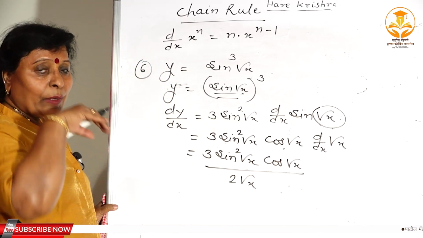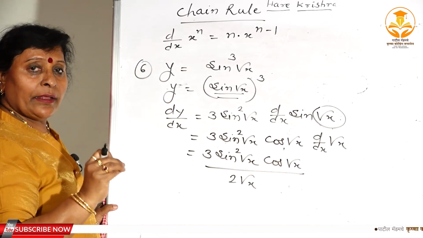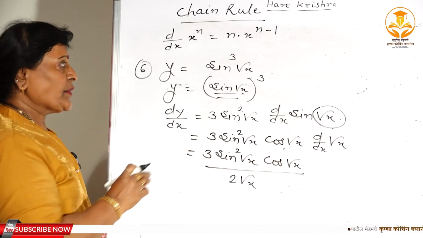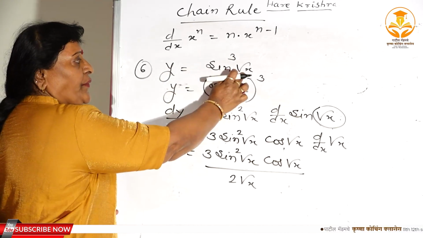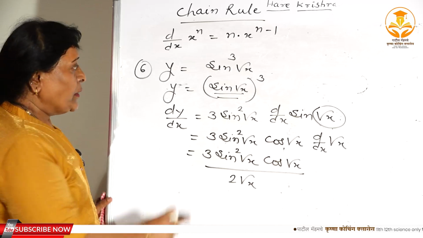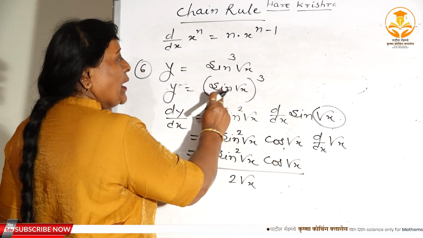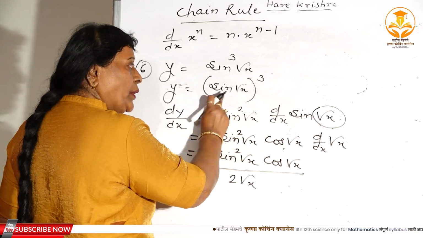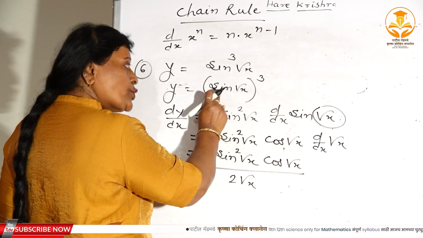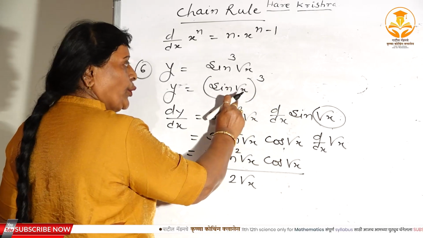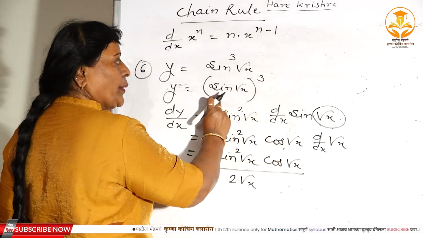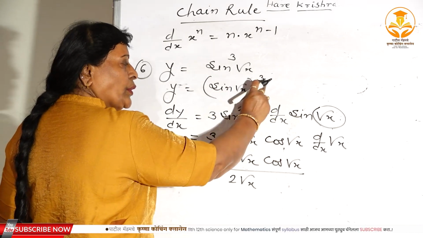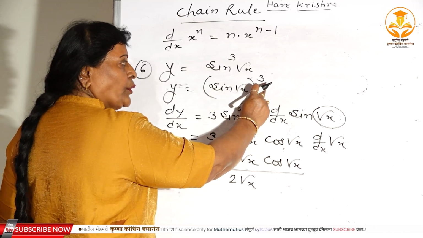This is a little bit complicated because there are three functions: power function, trigonometric function, algebraic function. For this problem, first you have to write it like this: sin root x, whole to the power 3. Now you can substitute u so as to find the derivative. You can find the derivative of u cube, that is, u to the power 3.